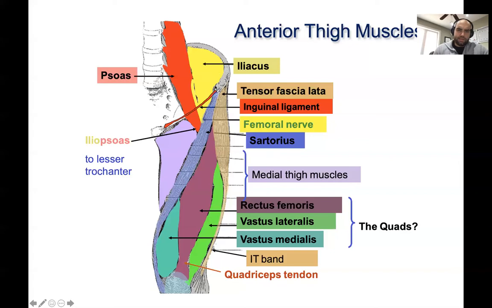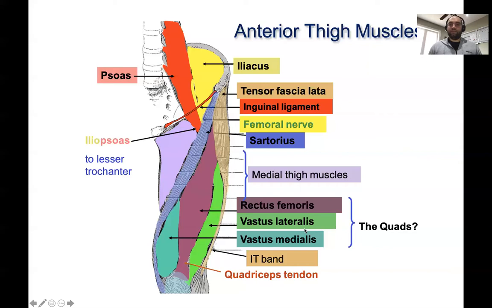It begins at the ASIS, the anterior superior iliac spine over here, that nice bony bump of the iliac crest. And what it does is it crosses both the hip joint, which is over here, as well as the knee joint. So it's a two-joint muscle. It's a pretty complex muscle because of the way it crosses from lateral to medial. And then it goes all the way down and attaches to the tibia via a structure called the pes anserinus.